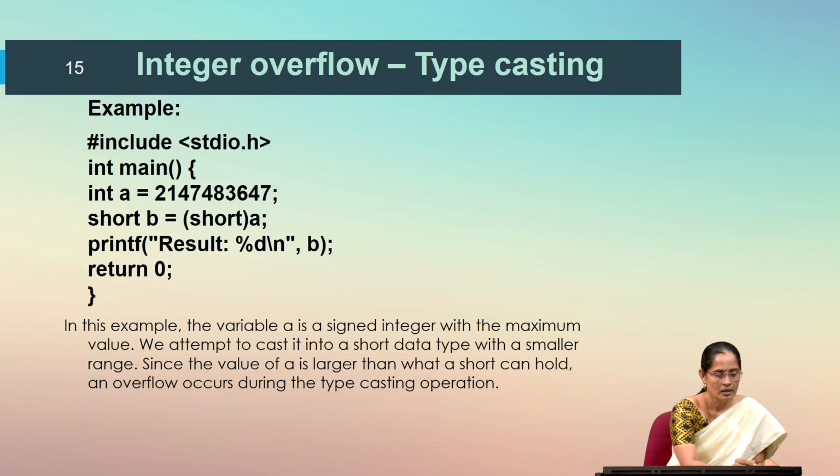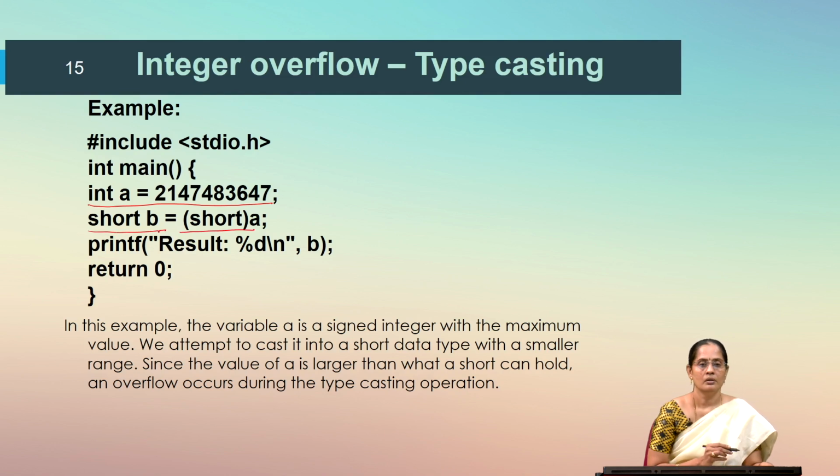Say, for instance, the maximum value is stored in an integer type variable, and we are typecasting that, trying to convert it to a short type variable, and we are trying to store it in a short type variable b. Short type will not be able to accommodate this much bigger number. So, obviously, this will also result in overflow. And so, this is one more situation where integer overflow will occur.